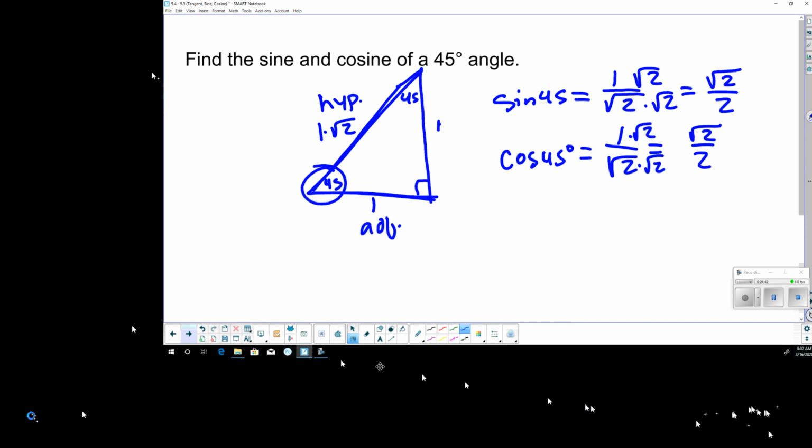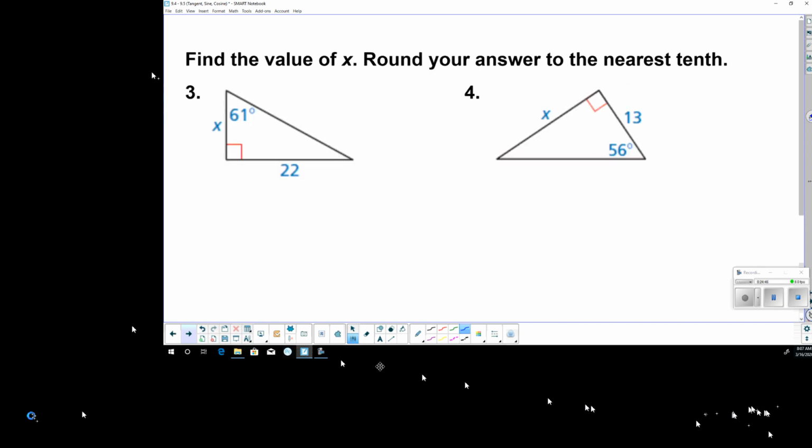Okay, we're going to skip ahead and just do a couple application problems so you can see how that works. Actually, first, let's solve one of these. Let's do number 3. It wants me to find out what x is equal to. I know this angle up here, that's going to be my reference angle because I know it.